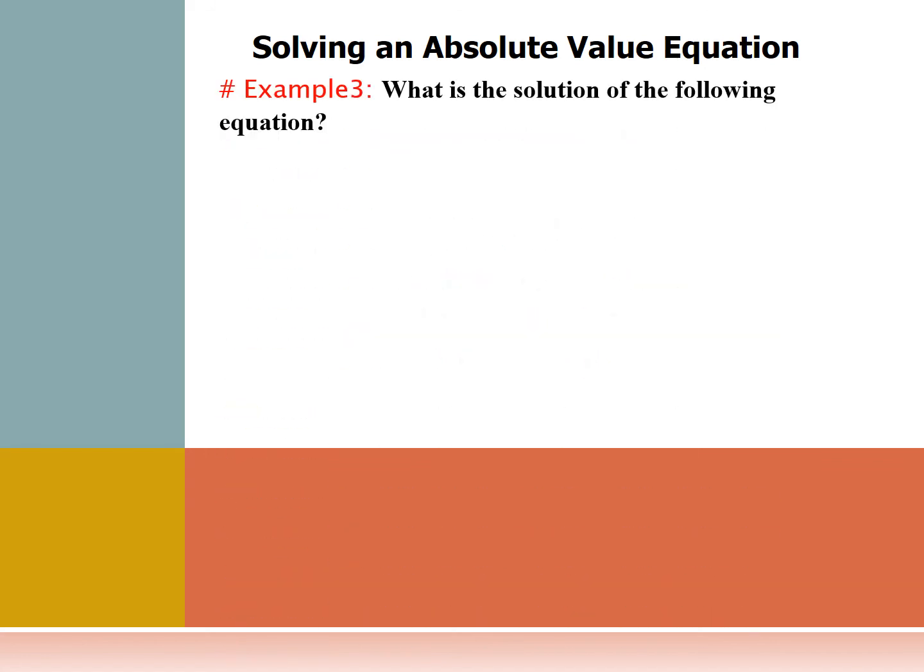And example number 3. What is the solution of the following equation? Here we have a number multiplied by the absolute value. So we have 3 times the absolute value of x plus 2, and also we have minus 1 outside the absolute value symbol. So we have 3 times the absolute value of x plus 2, minus 1, is equal to 8. First step, get rid of the numbers outside. So plus 1 for both sides, we will get 9, and we will get 3 times the absolute value of x plus 2.